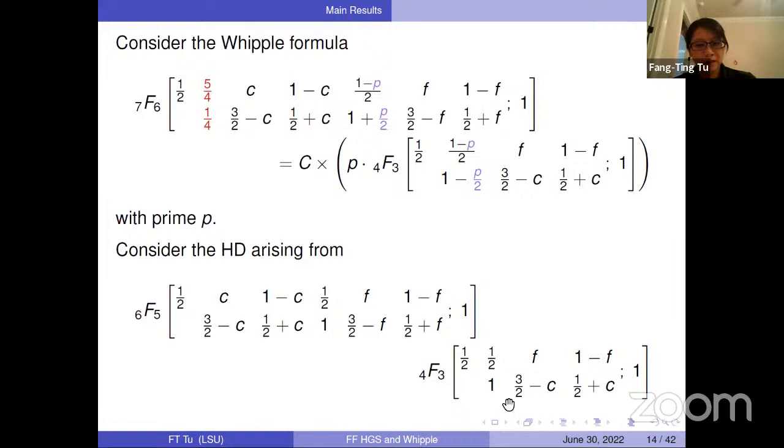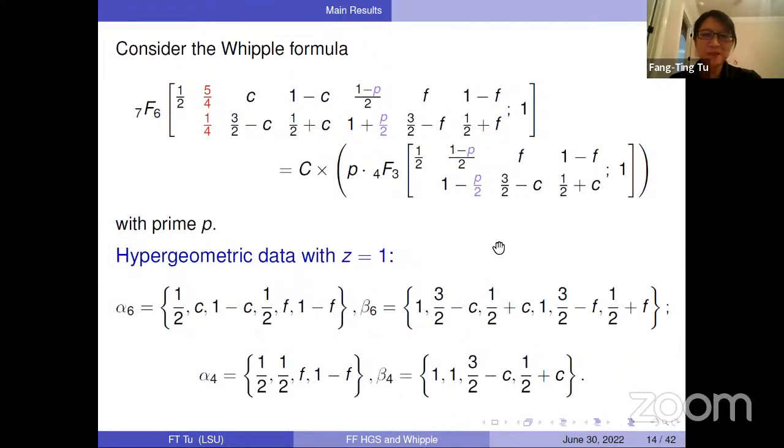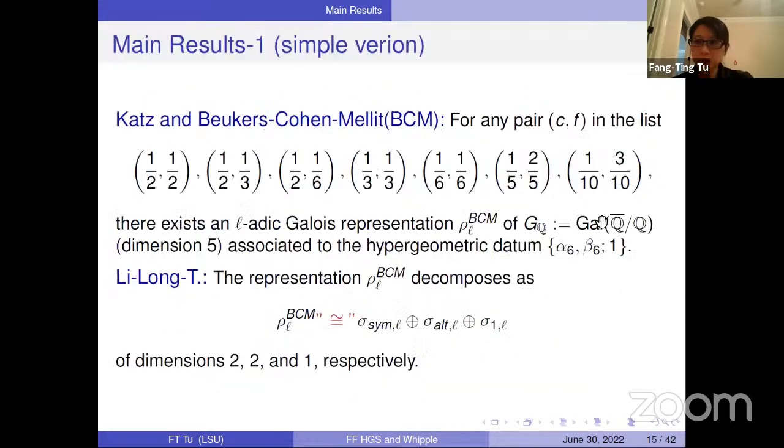In conclusion, we are considering the hypergeometric data coming from first a pair from the left hand side, the 7F6, and the second pair from the 4F3 on the right hand side. And again, in this joint work we consider all the data which are defined over Q. There are only 7 pairs of them. These are the only pairs.